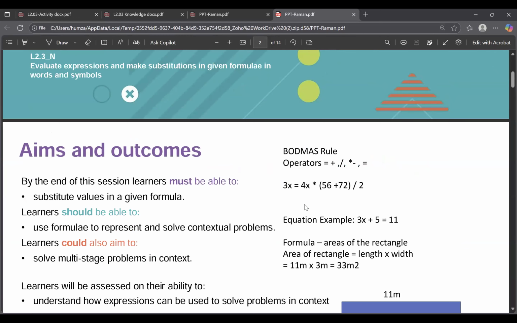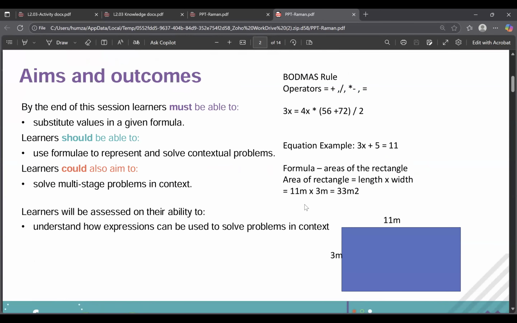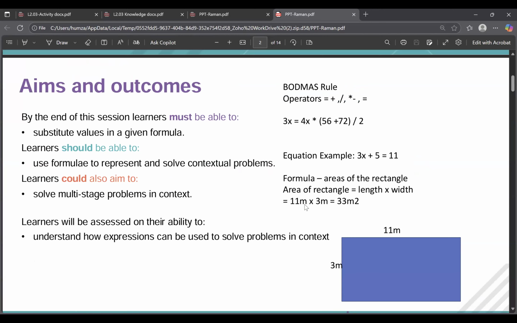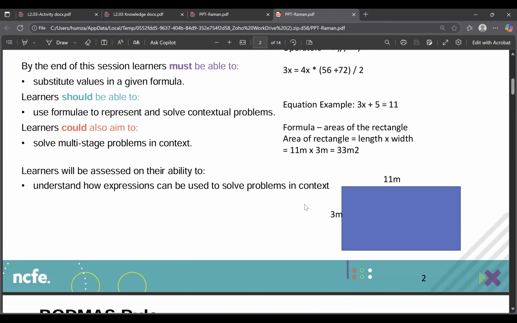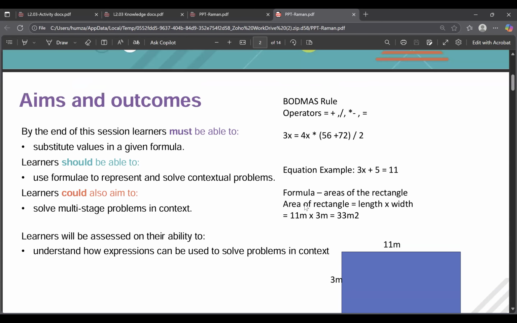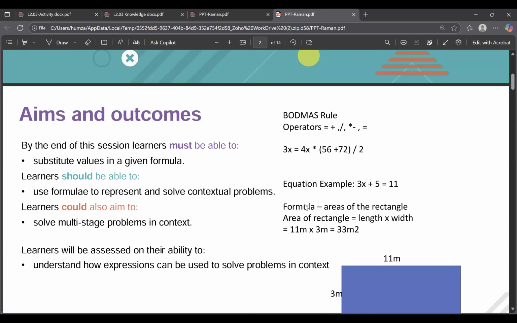Okay. By the end of this session, learners must be able to substitute values in a given formula. Learners should also be able to use formulas to represent and solve contextual problems. Learners should also aim to solve multi-stage problems in context, and will be assessed on their ability to understand how expressions can be used to solve problems in context.